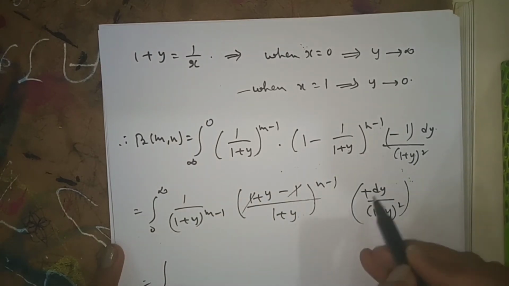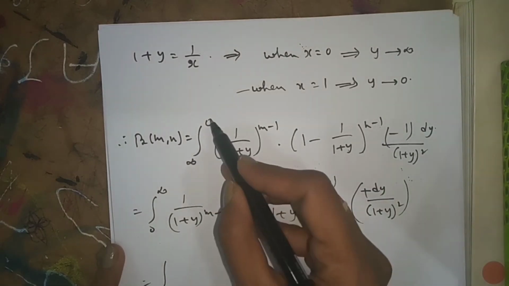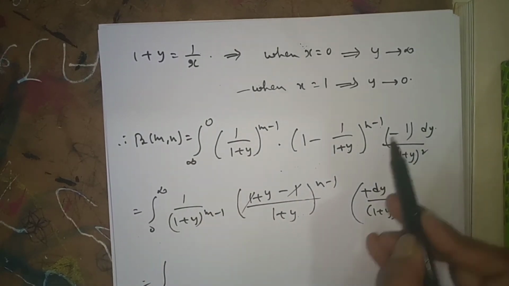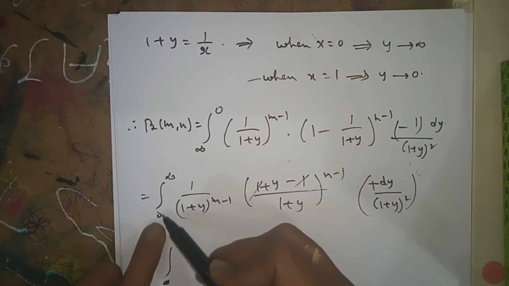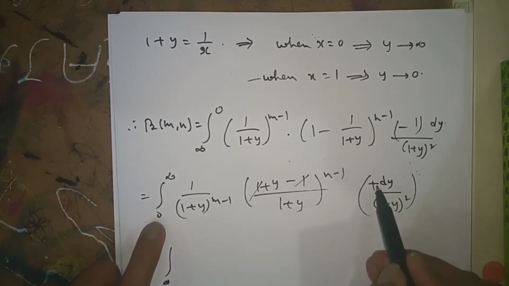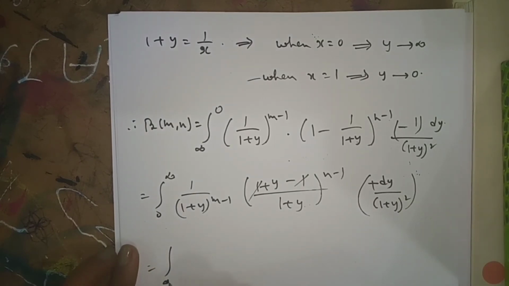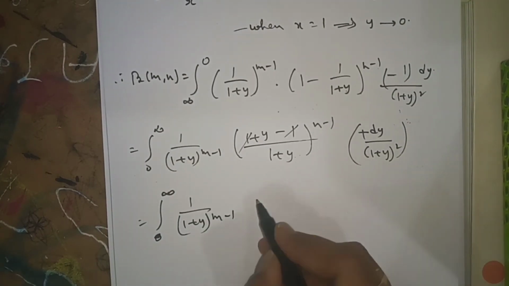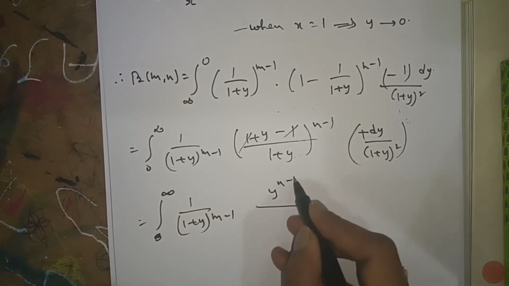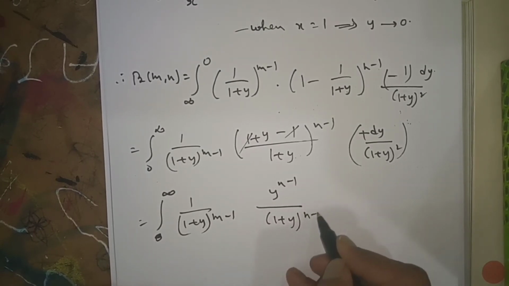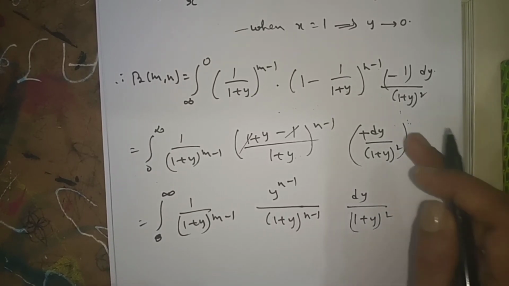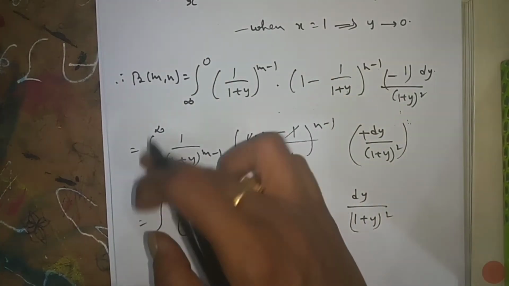That's why we removed the minus. Infinity to 0 becomes 0 to infinity. Here the minus is there. From this step to this step, infinity to 0 becomes 0 to infinity. That's why minus becomes plus here. Now 0 to infinity, 1 plus y to the power of m minus 1. Plus y minus y get cancelled. y to the power of n minus 1 by 1 plus y to the power of n minus 1. Now dy by 1 plus y whole square. We remove this negative, and infinity to 0 becomes 0 to infinity.